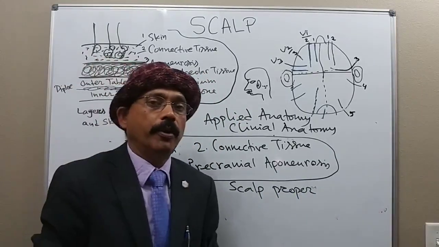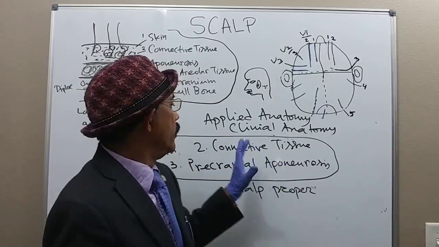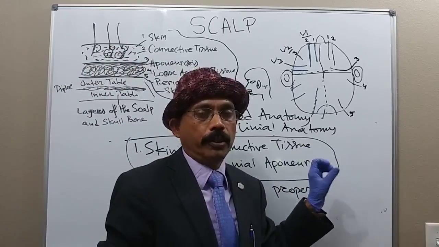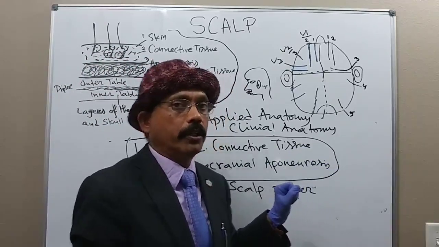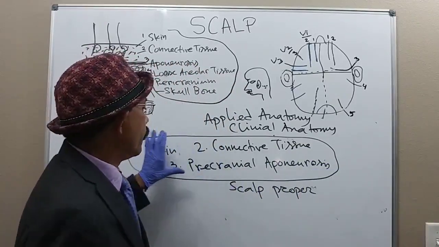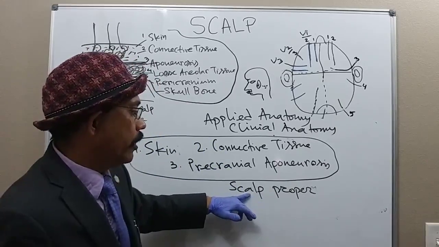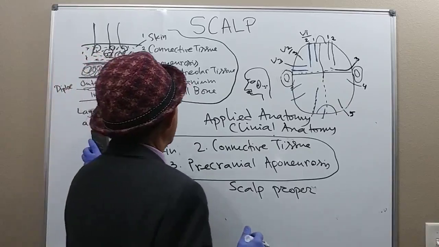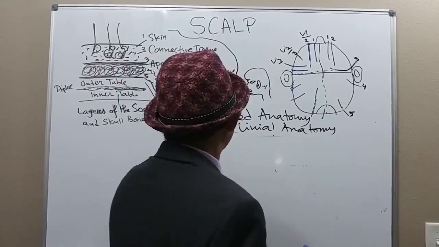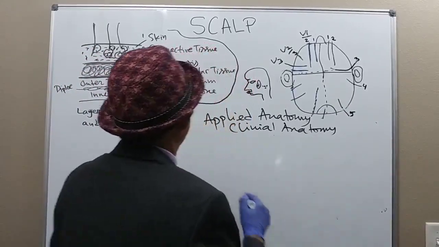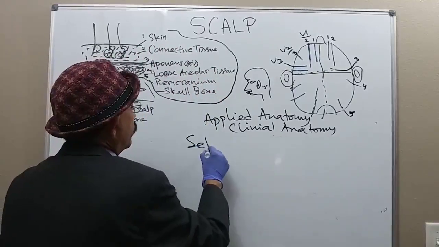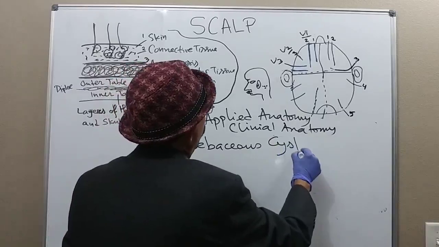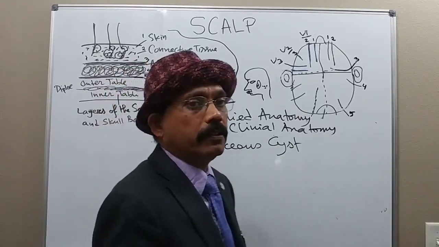The idea is that in case of craniotomy surgery, these three are taken together, and it also contains a part of the superficial temporal artery. So this is also called surgical scalp or scalp proper. Okay, we got that. And our skin is a site for sebaceous cyst, because we have a lot of sebaceous glands.